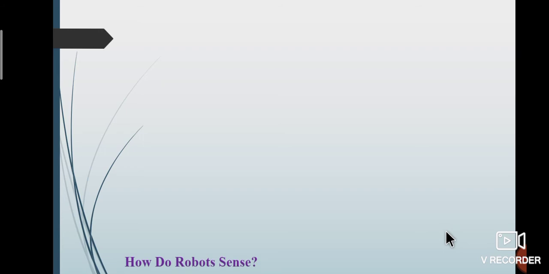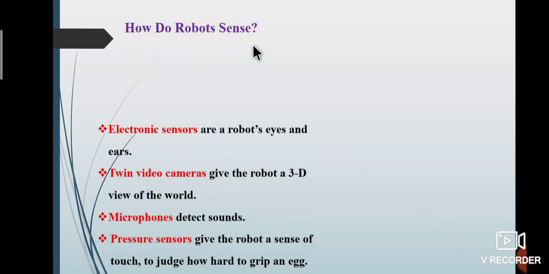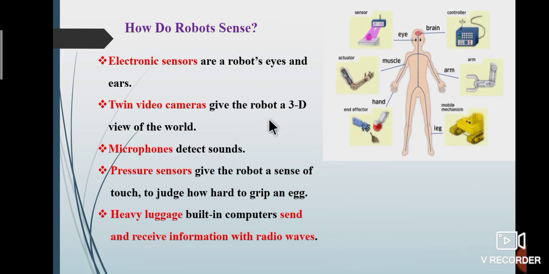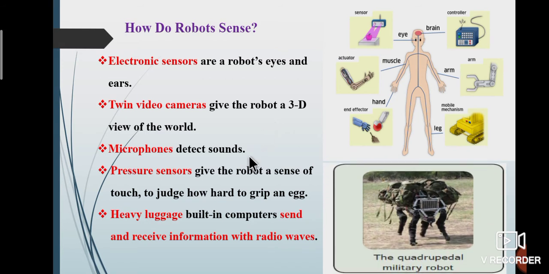Next, how do robots sense? Electronic sensors are a robot's eyes and ears. Twin video cameras give the robot a 3D view of the world. Microphones detect sounds. Pressure sensors give the robot a sense of touch to judge how hard to grip an egg. Built-in computers send and receive information with radio waves. See the picture, you get an idea of how to make a robot.